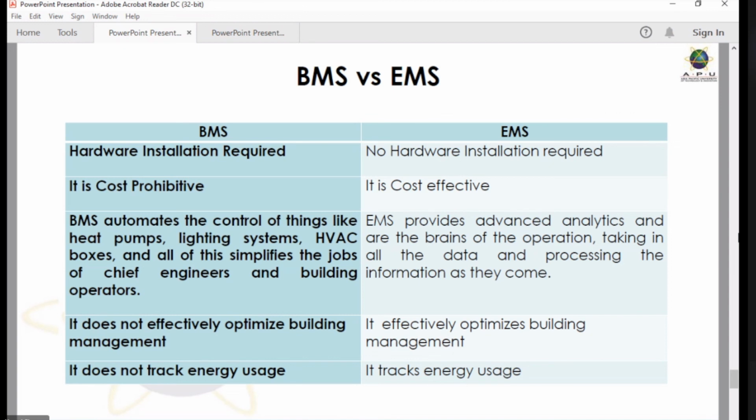EMS is analysis, okay, with the data we get, and it is related to energy management. BMS is overall management, supply management, but EMS is related to energy management. Got it?